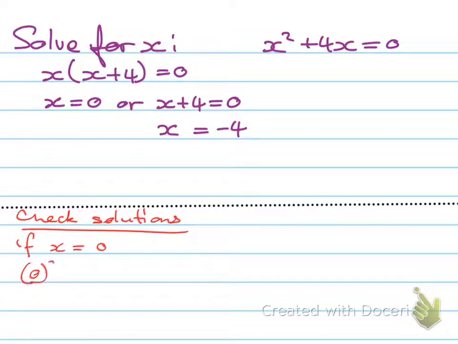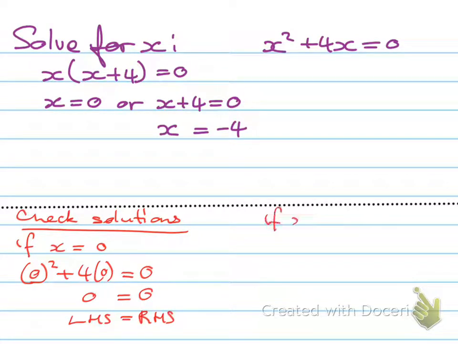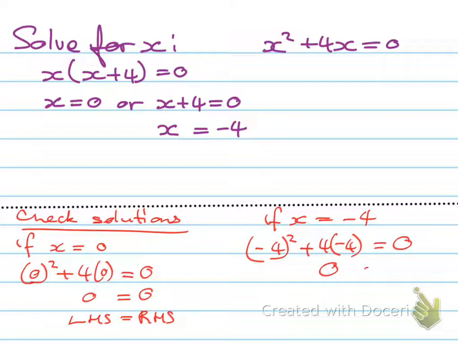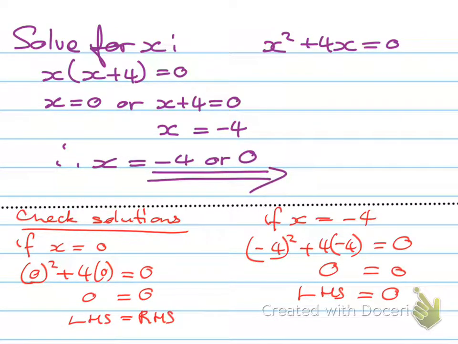So checking of answers, you can do it very quickly on a separate paper, just to make sure that you have the correct answers. So left hand side has to be equal to the right hand side when you substitute your x value into the equation. So you can see when x is equal to 0, it results in left hand side being equal to the right hand side. Same when x is equal to -4. So we can conclude that therefore our x is equal to -4 or 0.